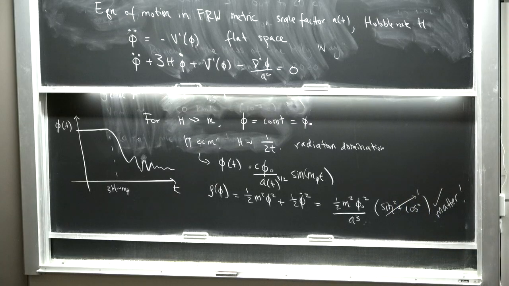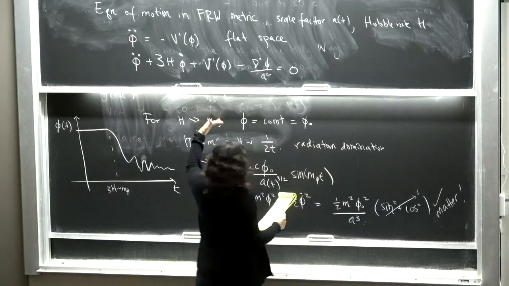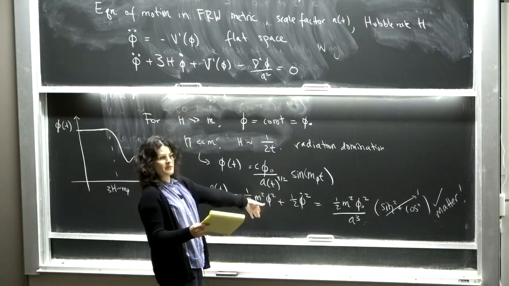Any questions on that? What's the velocity? What's the profile for the potential? Good. So far, here I just expanded the potential around the minimum and said it was a quadratic potential with a mass m.